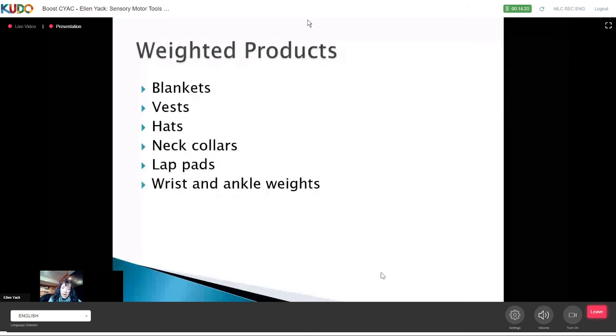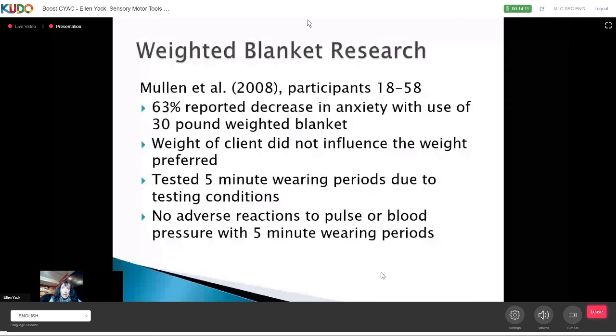There are a variety of different types of weighted products: blankets, vests, hats, neck collars, lap pads, wrist and ankle weights that I'm going to talk about. We'd like to have more weighted blanket research than we have. Again, any kind of research into sensory motor input is very difficult to do following rigorous methodology because of the difficulty getting homogeneous subjects and using control groups. But we do have some research.